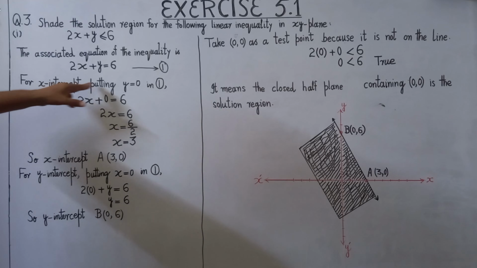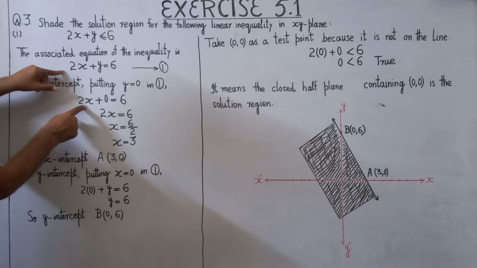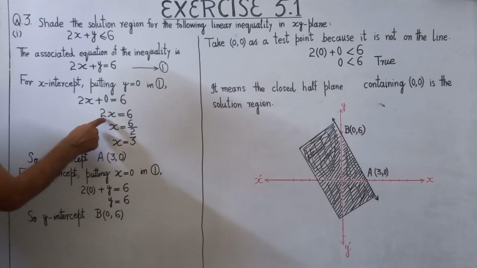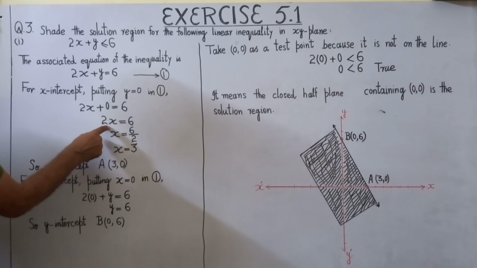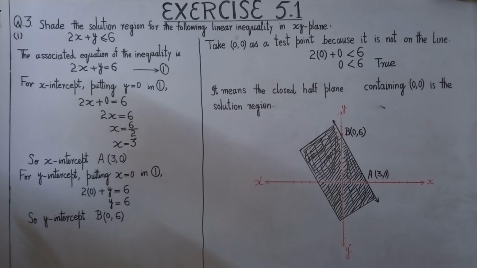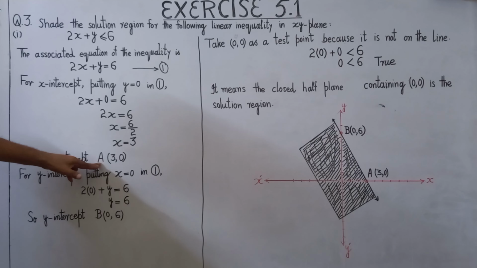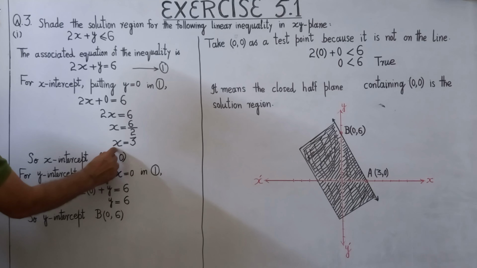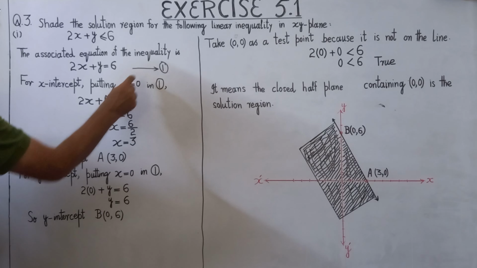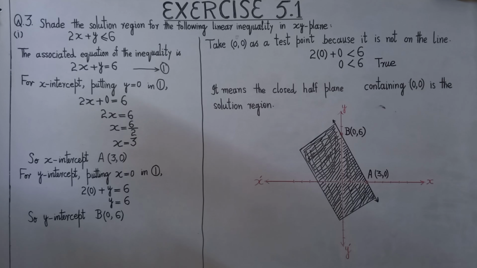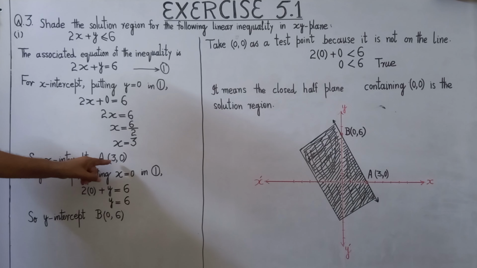For the x-intercept, putting y is equal to 0 in 1: 2x plus 0 is equal to 6. 2x is equal to 6. Dividing both sides by 2, x is equal to 6 by 2, x is equal to 3. So the x-intercept A has coordinates: first you write the x coordinate, that is 3, and at the second place the y coordinate, which is 0. So the x-intercept is at point A, with coordinates 3 and 0.